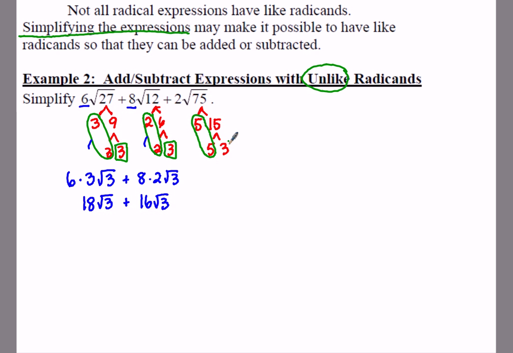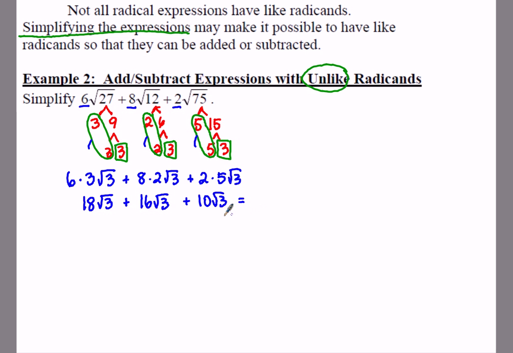That's going to come to the outside. 3 is left underneath. So don't forget about your lovely number 2 up here. So we have 2 times our 5 that comes down, and then your radical 3. So 2 times 5 gives us a 10 radical 3.